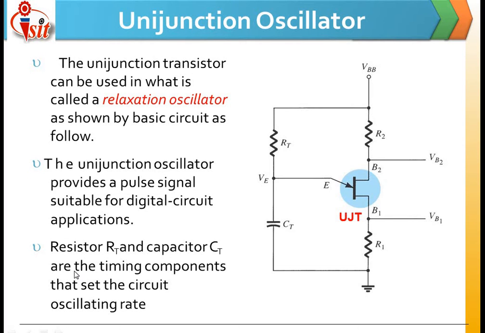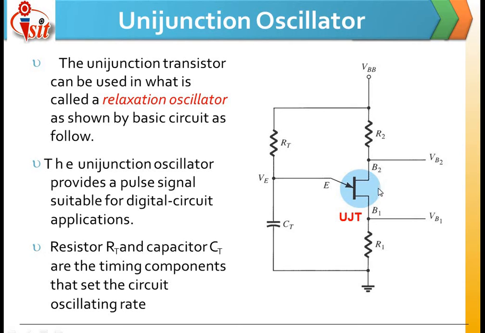Then the next oscillator type is the unijunction oscillator. The unijunction oscillator is another, third type. It is different from the RC oscillator as well as the LC oscillator, because in the RC oscillator we are using components like R and C, and for the LC oscillator we are using components like L and C. But for the unijunction oscillator we are using the UJT transistor for the oscillation purpose. For that reason, this type of oscillator is called a unijunction oscillator.